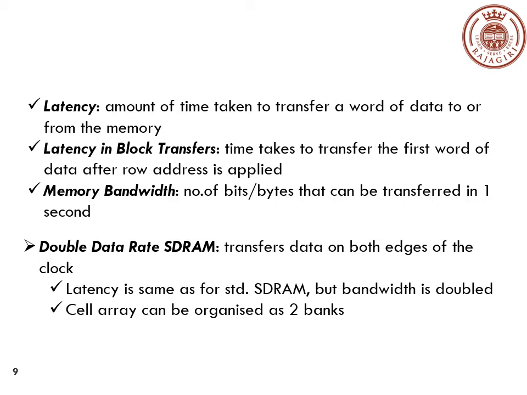Coming to the double data rate SDRAM, it is the DDR SDRAM. In this case, the data transfer happens on both the edges of the clock. So the advantage over here is that the bandwidth is doubled, but the latency remains the same.